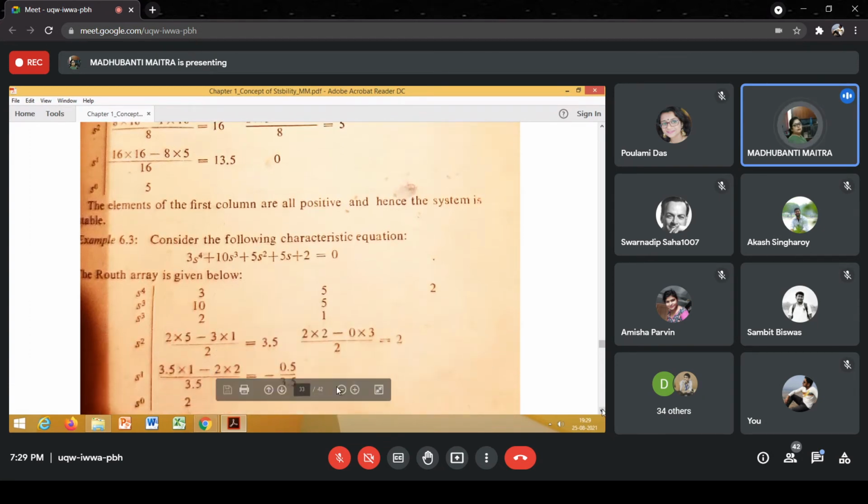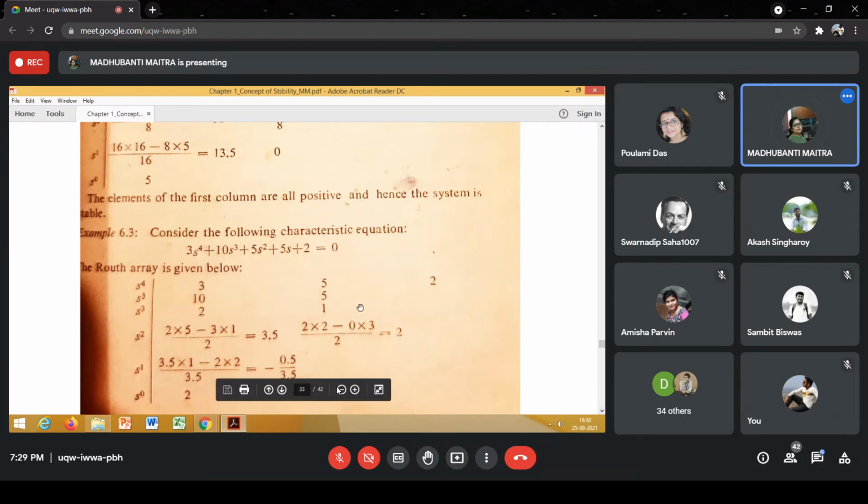Now please look at your screen. We'll complete the table, but first let's discuss one point. You see here, this s cube row contains the terms 10 and 5, and these two are the coefficients of the characteristic equation, right?